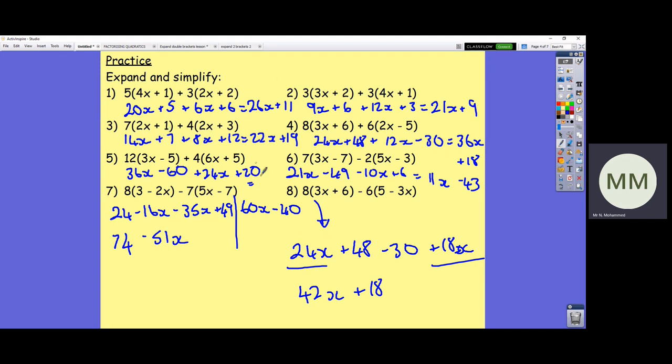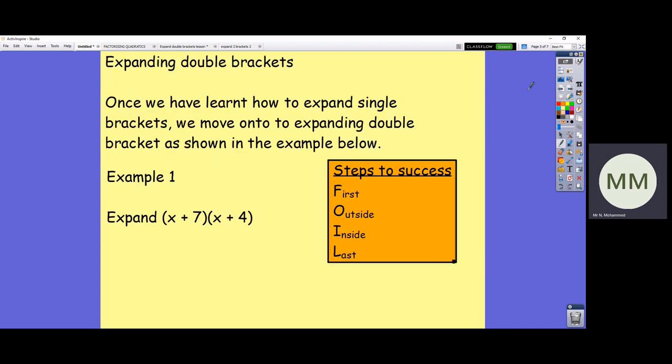So hopefully this lesson you've understood and we've covered expanding and simplifying single brackets and two brackets. Now I will move on to the next topic that would follow from this, which is expanding double brackets.